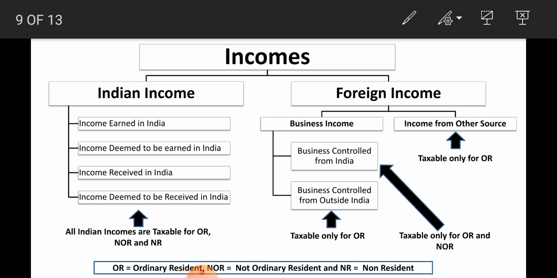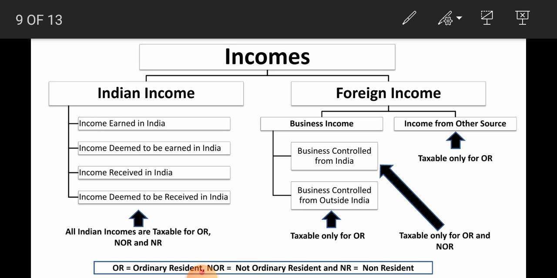If the business is controlled from India, then ordinarily resident and not ordinarily resident, both will be taxable. If the business is controlled from outside India, then definitely only the ordinarily resident will be taxable. You can understand this concept with a simple point: ordinarily resident means the person who has been resident in India. It means he purely belongs to India.